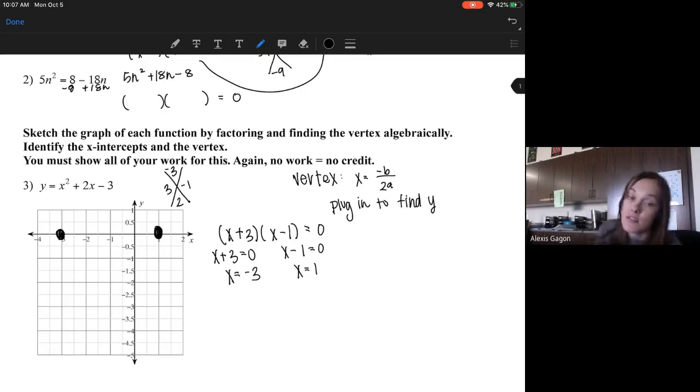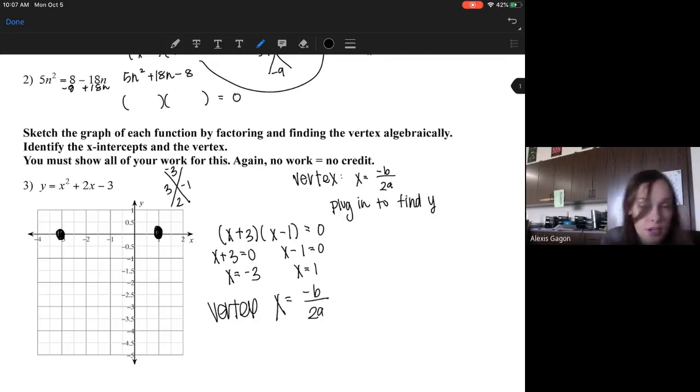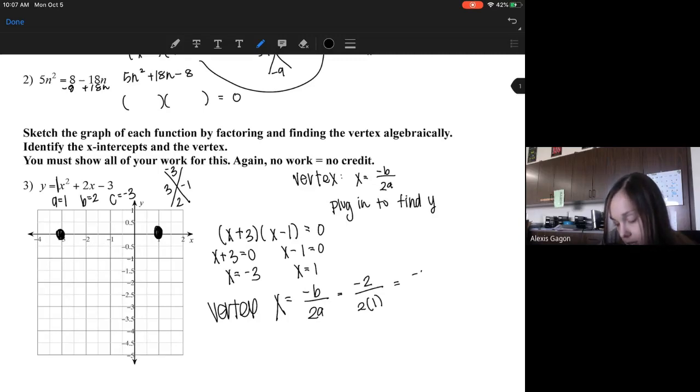Then to find the vertex, x equals negative b over 2a. We just need to figure out what b and a are. A is whatever's in front of the x squared, and if there's nothing there, we assume it's a 1. So a equals 1. Here it's a 2, so b equals 2, and c equals negative 3, which we don't really care about for the vertex. So this is negative 2 over 2 times 1, which is negative 2 over 2, which is negative 1.